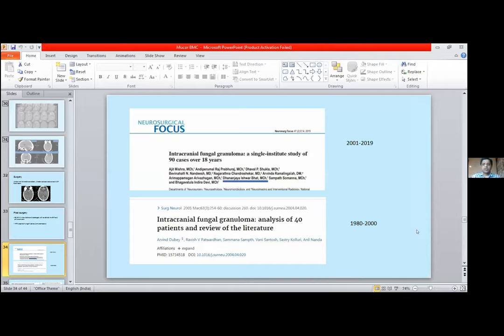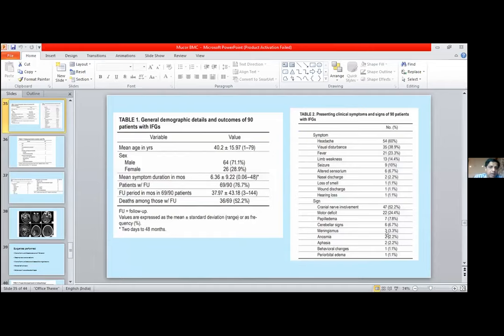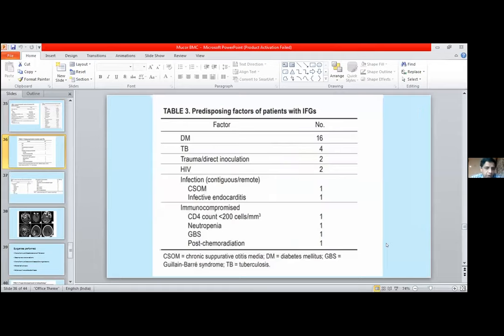One was from 2001 to 2019, an 18-year study where I was also a part of it, and a previous one from 1982 to 2000. You can see it is very rare. 90 cases we saw in 18 years, 40 cases in another 20 years. It's almost one, two or three cases per year is what we see. Here, the important thing to highlight is that 52% was the mortality rate in these patients. Most of them were young and they had neurological symptoms of headache, cranial nerve and cavernous sinus involvement. Diabetes was predominant in all these patients.